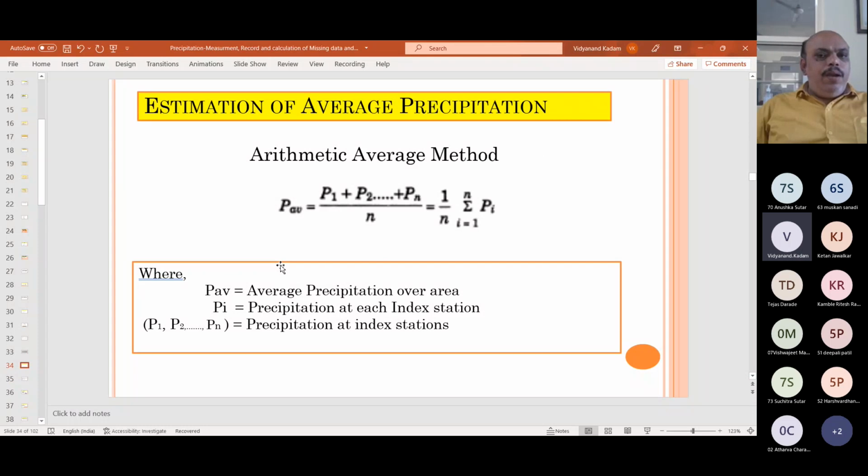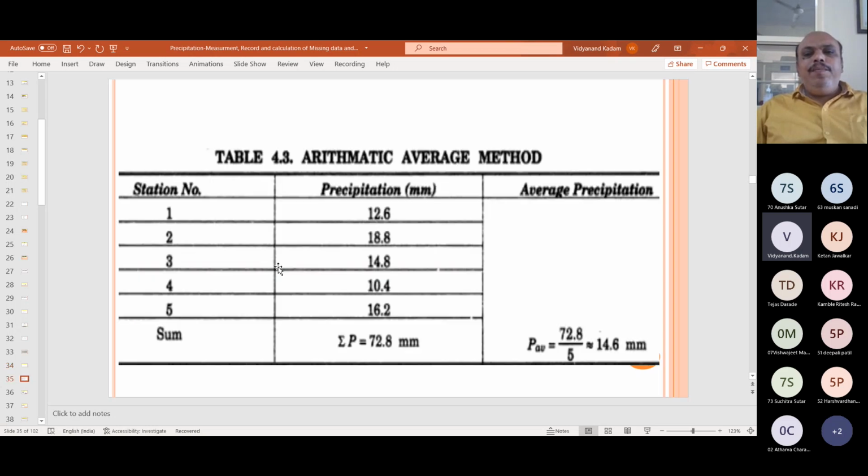Okay, then we have learned how to calculate the average precipitation value. There are three methods to calculate average precipitation value. In that, first is the arithmetic average method, in which all the values of the rain gauge stations in the area are simply added, and then divided by the number of rain gauge stations. So simply the arithmetic average is taken for the rainfall values available in the rain gauge network.